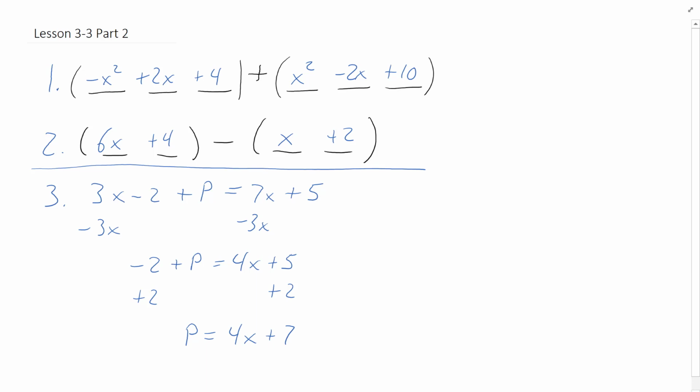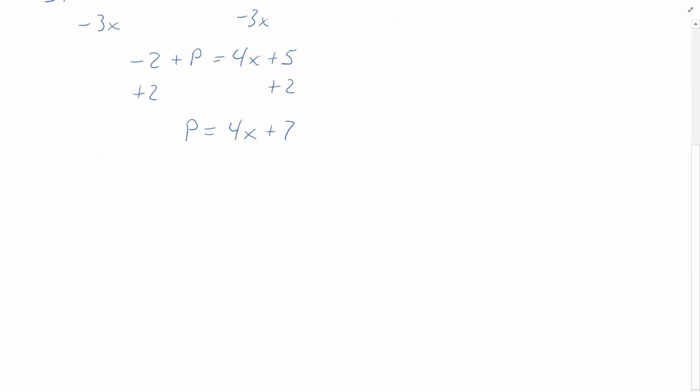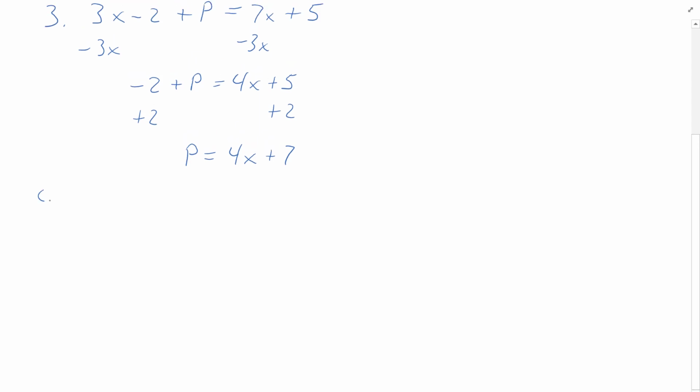And what we basically said is if you take the polynomial 3x minus 2 and add the polynomial 4x plus 7 to it, you will end up with the polynomial 7x plus 5. So instead of having to find the answer, we've been able to find one of the two polynomials that we were adding together. I'm going to scroll my page up a little bit here to make a little more room. Number 4 will work very similarly.